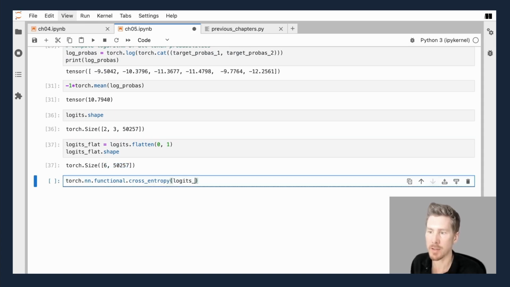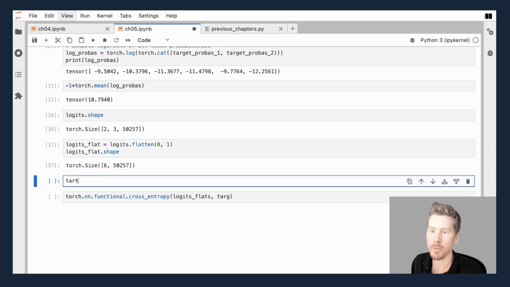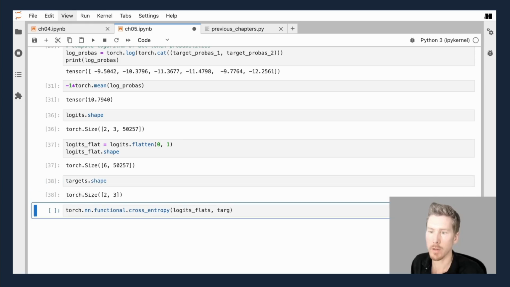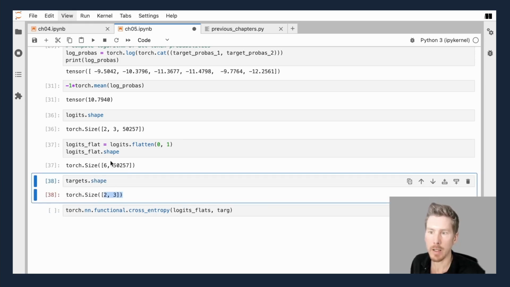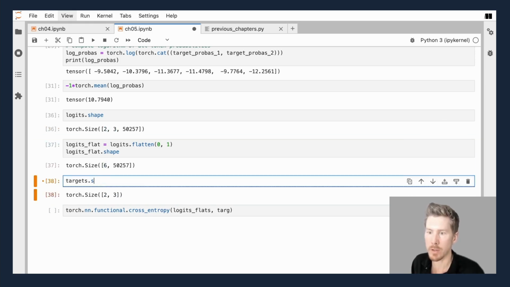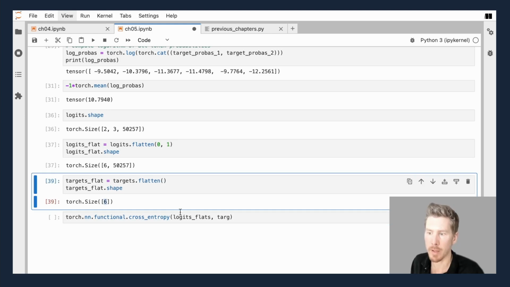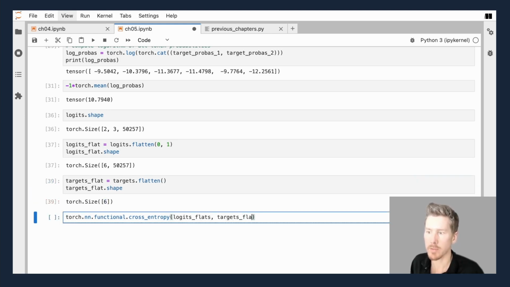And so we can pass these logits_flat and then the targets. For the targets, we have to do the same thing. If I look at the shape, we have the 2 by 3, similar to how we combined the dimensions here to 6, we do it here too. So we do flatten. I think I just need one because there's only 2 dimensions. Let's double check. Yeah, so we combined those, targets_flat.